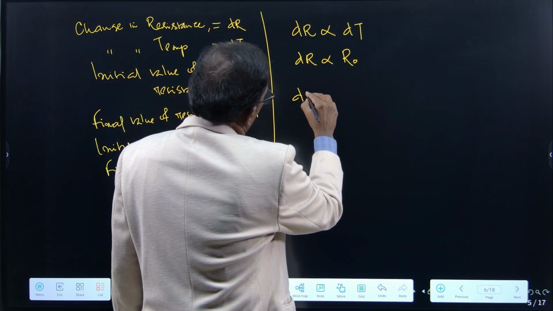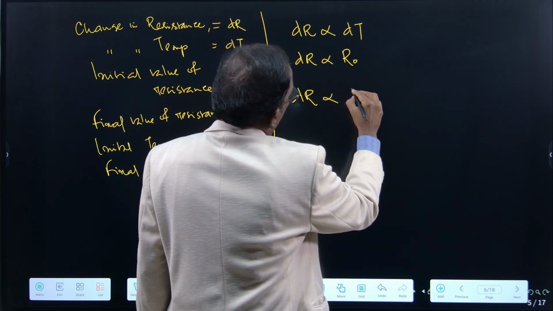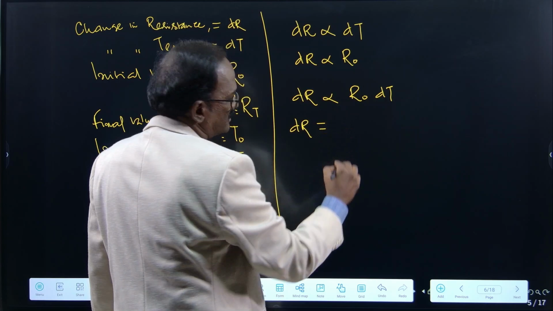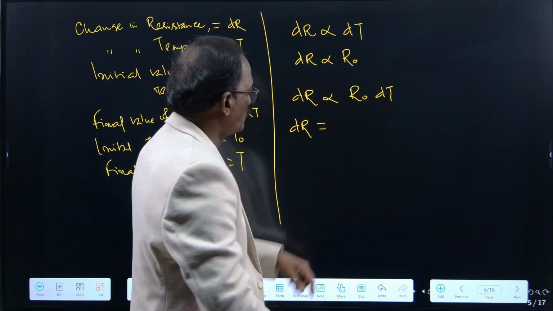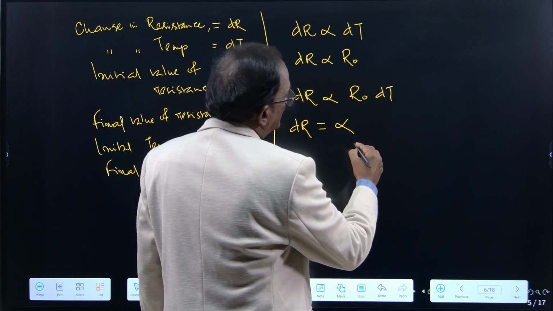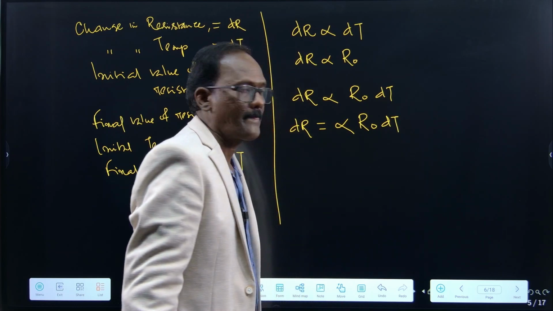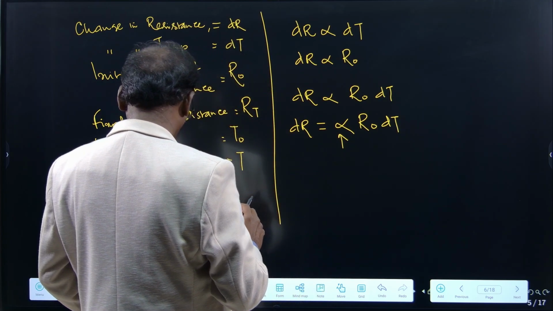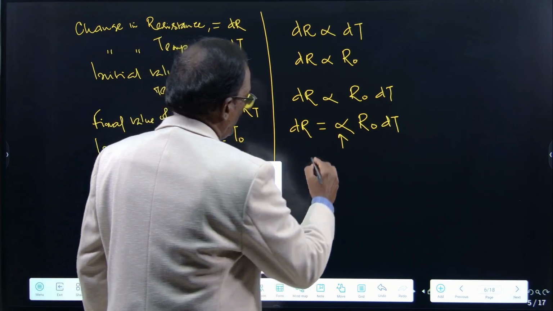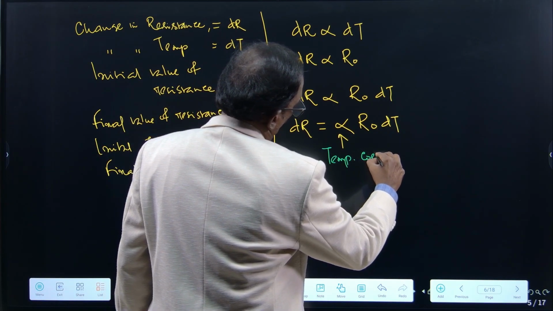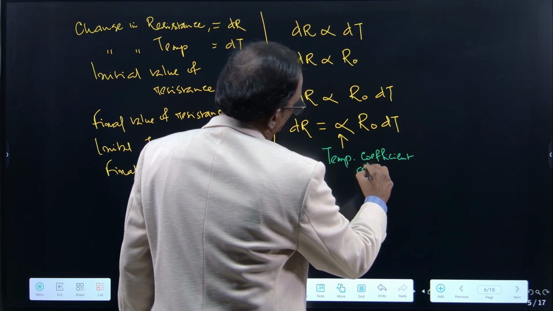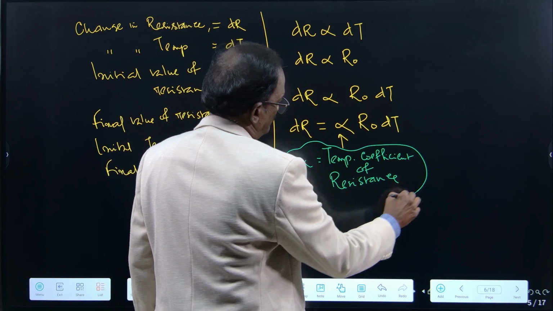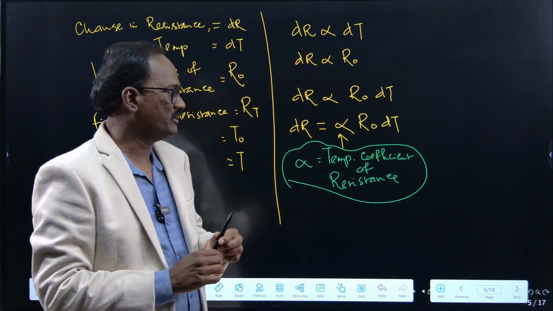So I am going to group the two things. dR is proportional to R0 dT. Then I am making it an equality with one constant. That constant is known as alpha, so dR is equal to alpha R0 dT. This alpha is known as the temperature coefficient of resistance.